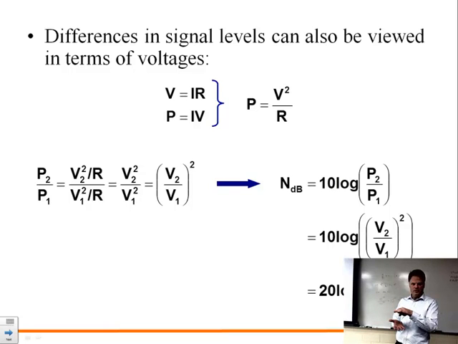So to get the power level difference in decibels, if you know what the voltages are, you could do it directly from the voltages by taking the ratio of the voltages, taking the log, but now you multiply by 20 instead of 10.